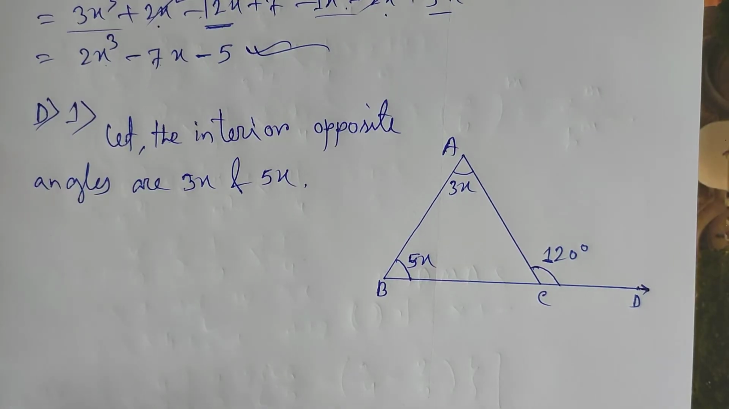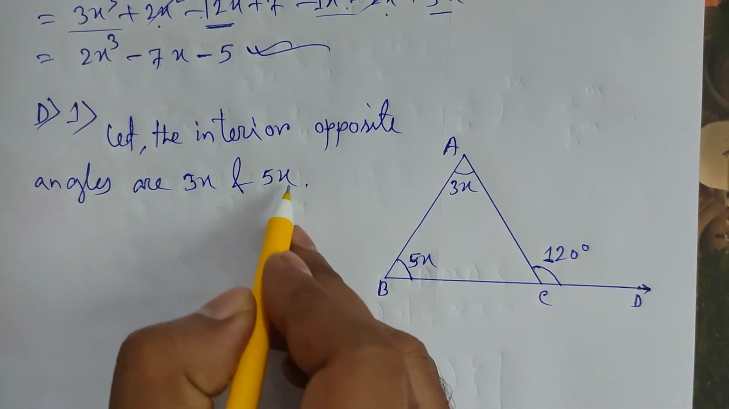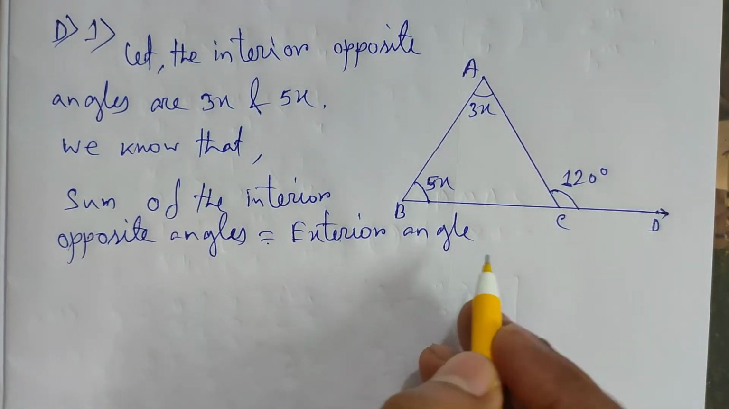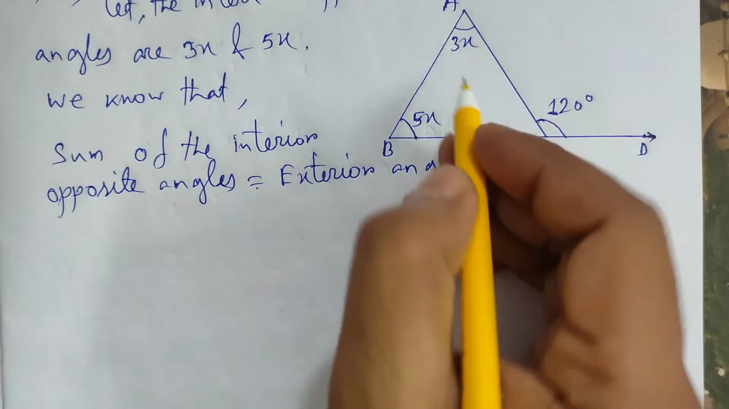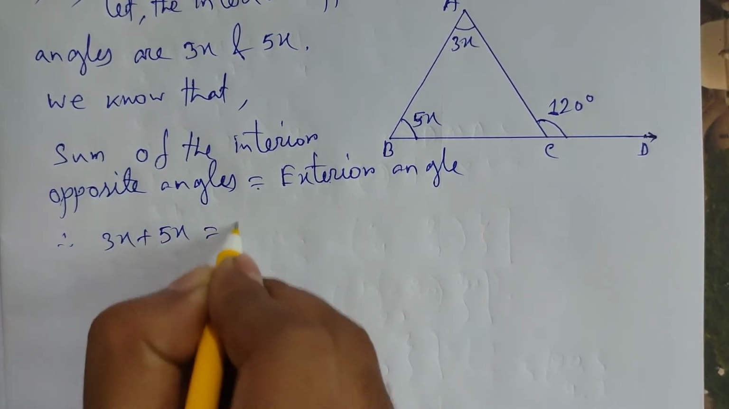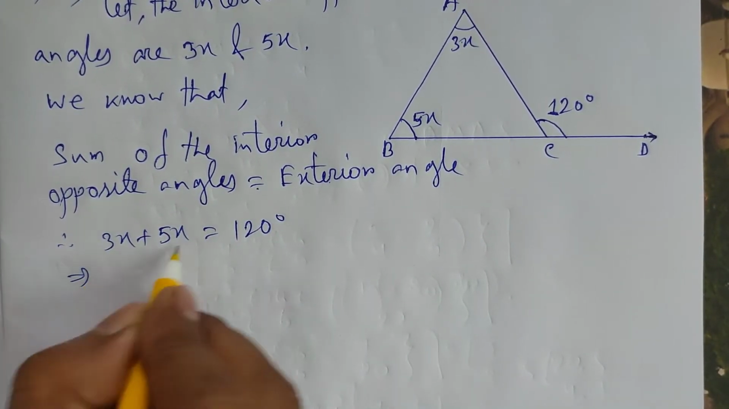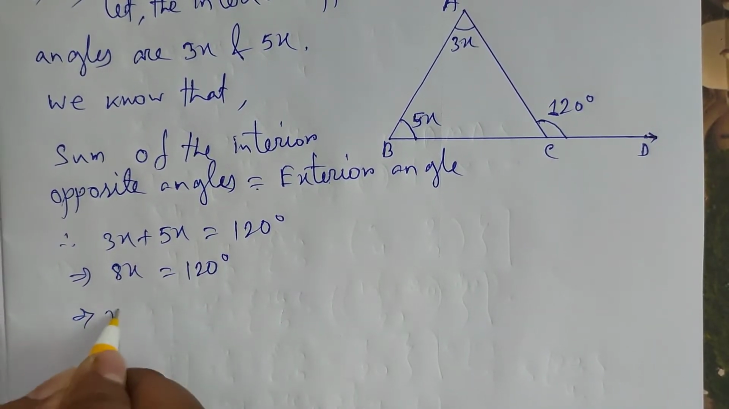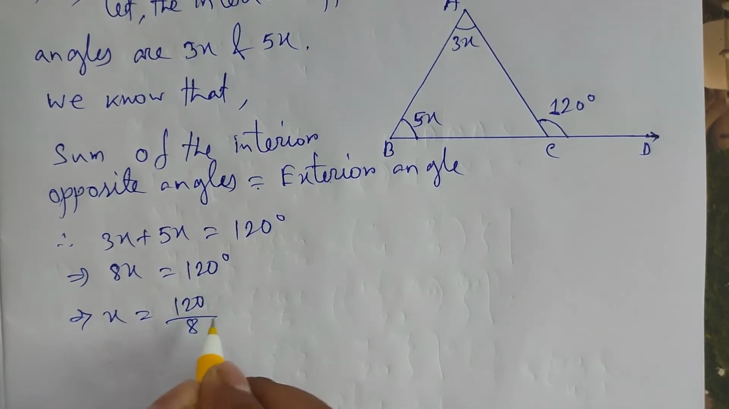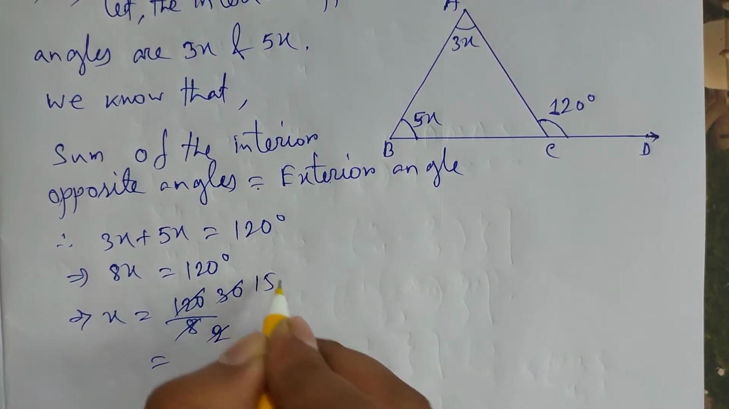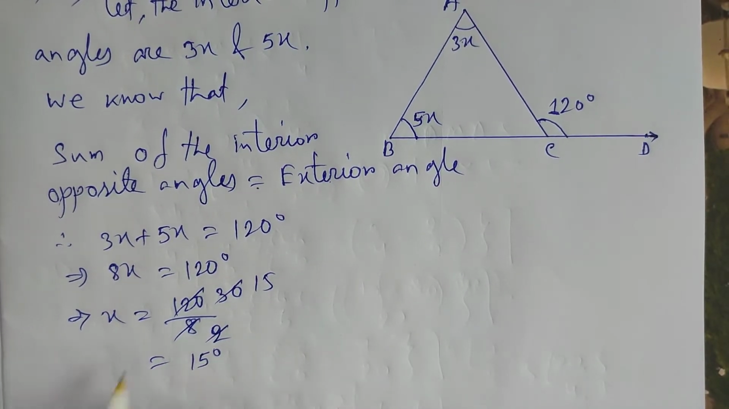We are taking here, let the interior opposite angles be 3x and 5x. Sum of the interior opposite angles equal to the exterior angle. Therefore 3x plus 5x equal to 120 degree. That means 8x equal to 120 degree, implies x equal to 120 by 8. What will be the answer? 8 twos are 16, 8 threes, 24... 8 15s are 120, so it will be 15. So what will be 15 degree? This is the x value.